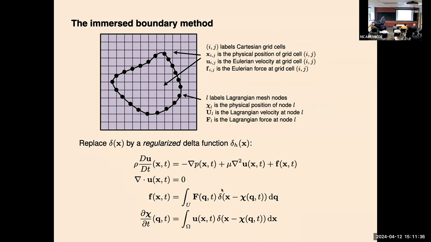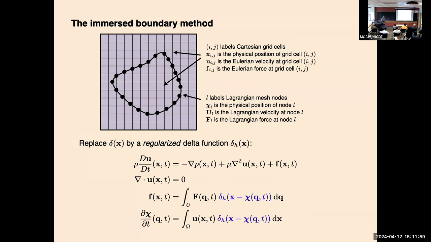So the basic discretization, I'm not going to talk a lot about discretization stuff right now, but basic discretization is we've got a Cartesian grid for the Eulerian equations. We've got some kind of material aligned discretization for the interface. And we're going to replace the delta functions with regularized delta functions. So this is going to sort of smear forces out.